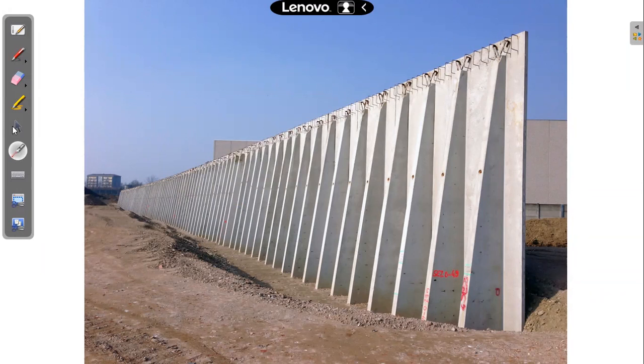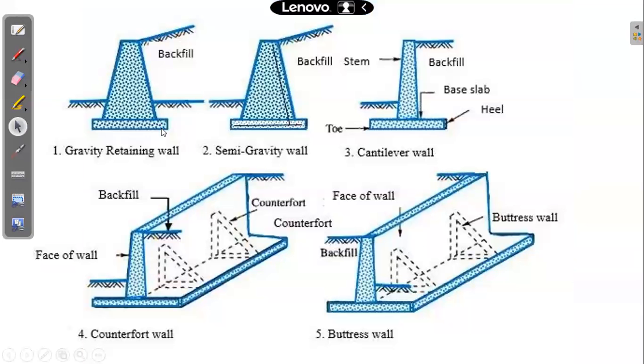Okay, then, coming to these other types of retaining walls, they are shown here. You can see the different types of retaining walls. So one, what I told is the stone masonry retaining wall, what we saw in the first picture, that is a type of gravity retaining wall, because it maintains its stability due to its own weight. That's why we call it a gravity retaining wall.